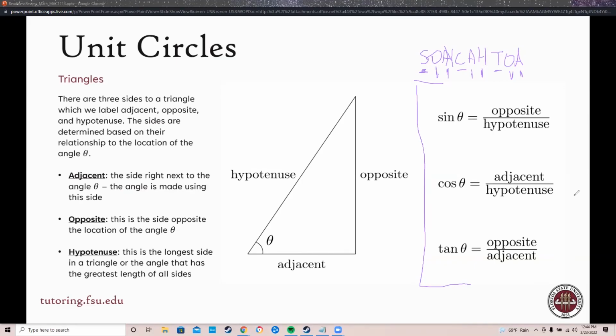Or tan theta is equal to sine over cosine. Because if you put sine on top of cosine, the hypotenuse portions would cancel out and you'd be left with opposite over adjacent.